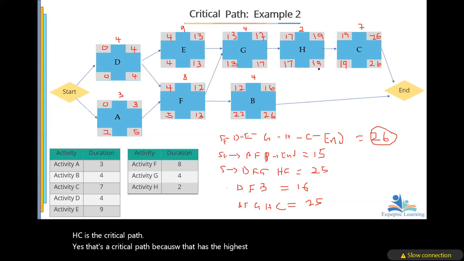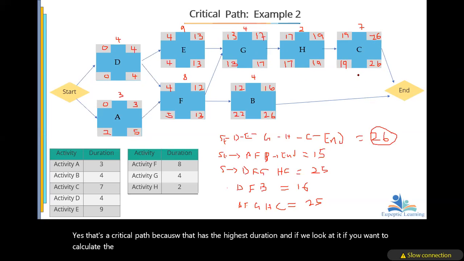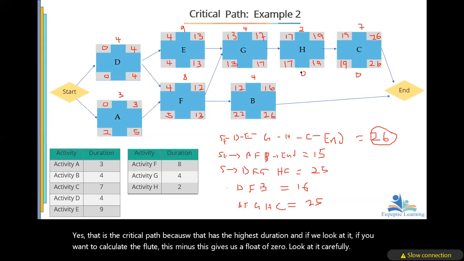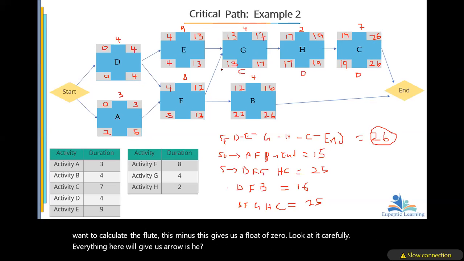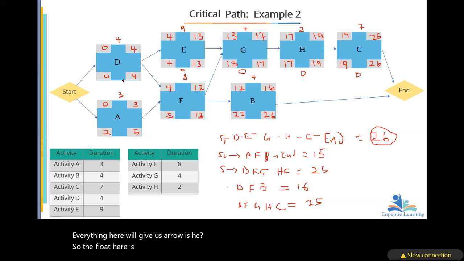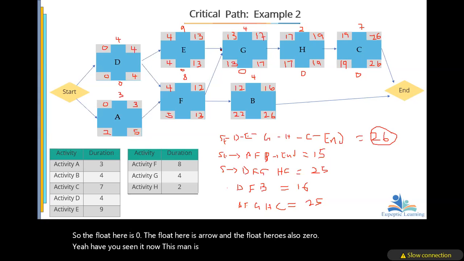And if we look at it carefully, if we want to calculate the float, this minus this gives us a float of 0. Everything here will give us 0. So the float here is 0, the float here is 0, and the float here is also 0. So there's no float on any of them. It means that we cannot delay any activity here.